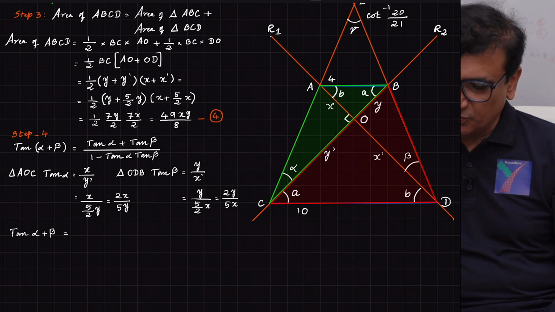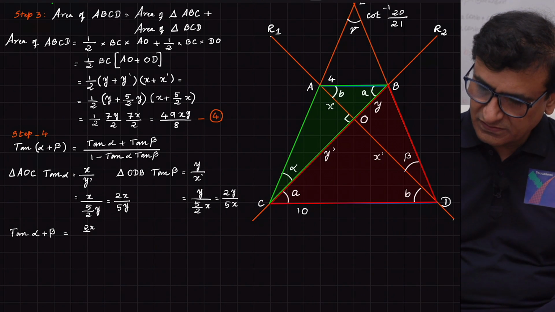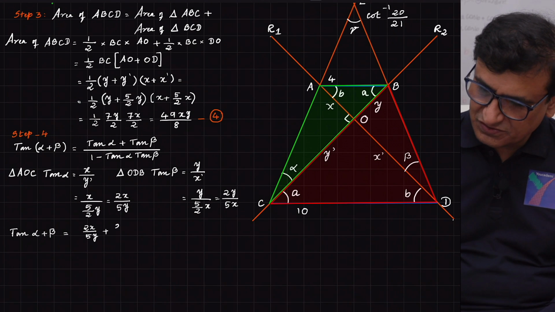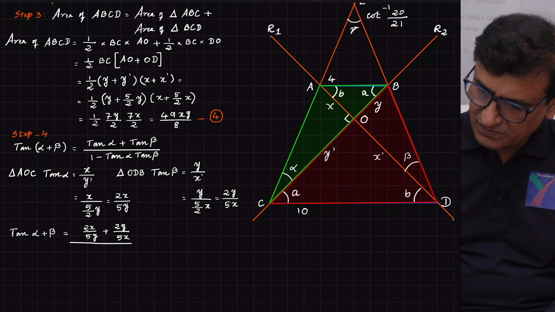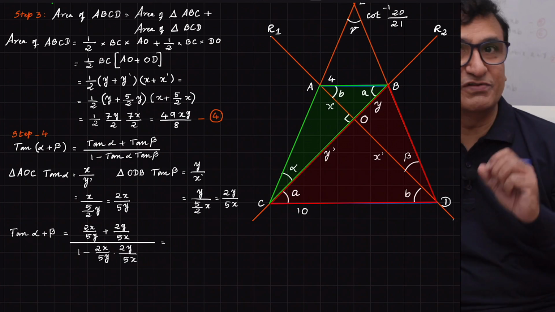Tan alpha plus beta would be tan alpha, that is 2x divided by 5y, plus 2y divided by 5x, the whole thing divided by 1 minus 2x by 5y multiplied by 2y by 5x. We have to simplify this now.